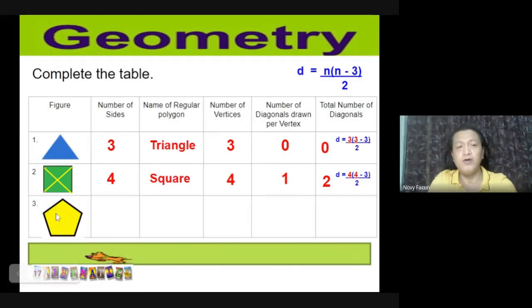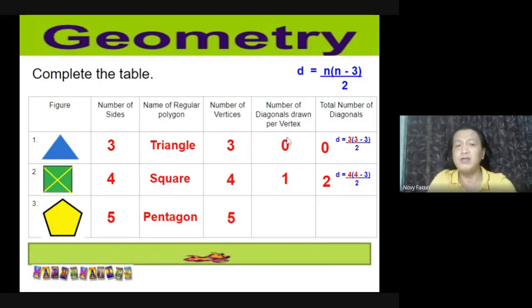Okay, and then for number 3, what is the number of sides? You just simply count. That is 5. And name of regular polygon, that is pentagon. And number of vertices, there are 5. And number of diagonals drawn per vertex, so gamitin mo lang yung expression na n minus 3. Meaning, ito yung vertex natin, 5 minus 3, 2. Kaya there are 2. Ayan. Kapag nag-drawing ka naman dito, same lang siya na makikita mo siya. Or you can use the formula. Kaya 2, same lang siya.